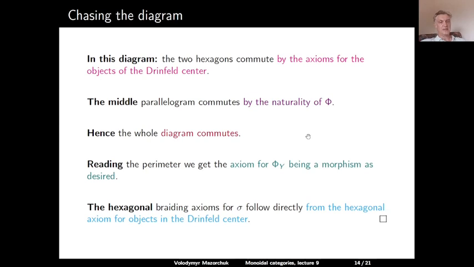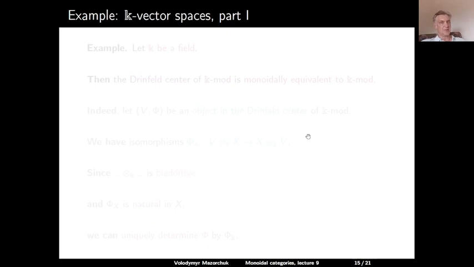Finally, the hexagonal braiding diagram for σ defined in this way follows directly from the hexagon axiom for objects in the Drinfeld center. Let us consider some examples of the Drinfeld center. We start with vector spaces.